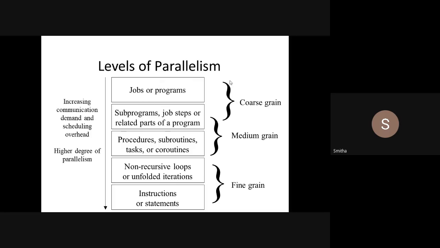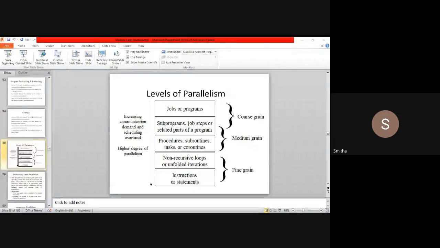That is why, if you see on the right hand side we have, one second students, what happened?